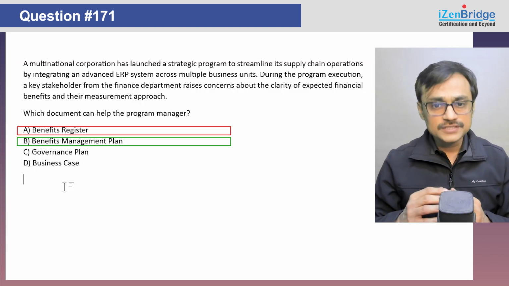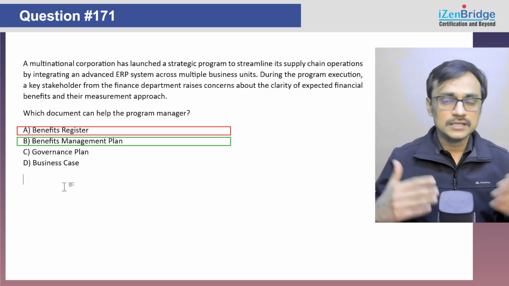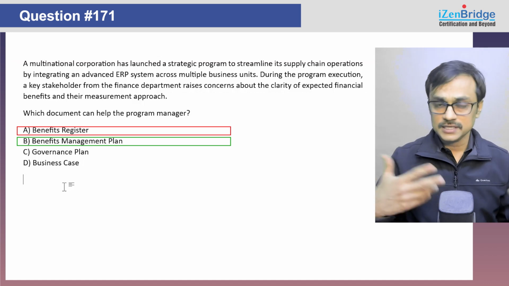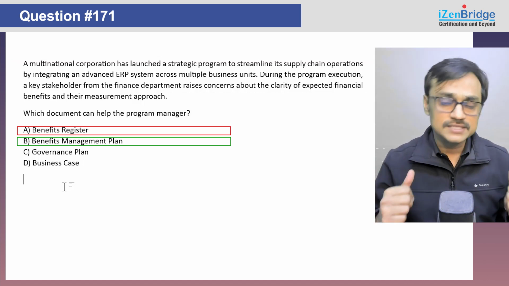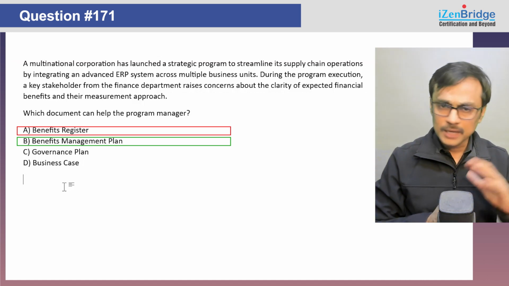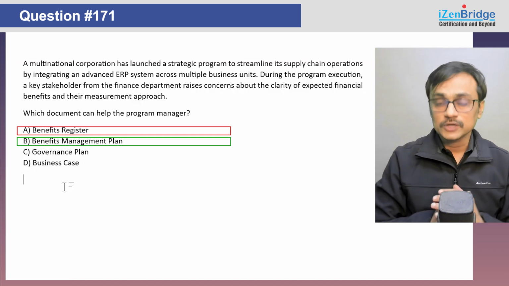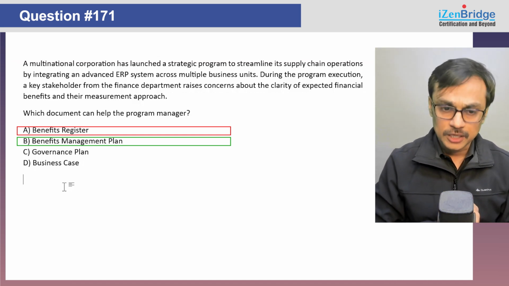Now, why not benefits register? If the question is asking that I want to see the ongoing benefits and where we are on a given stage as per our current state of the program, then I will go for benefits register. But the question is basically talking about the approach.